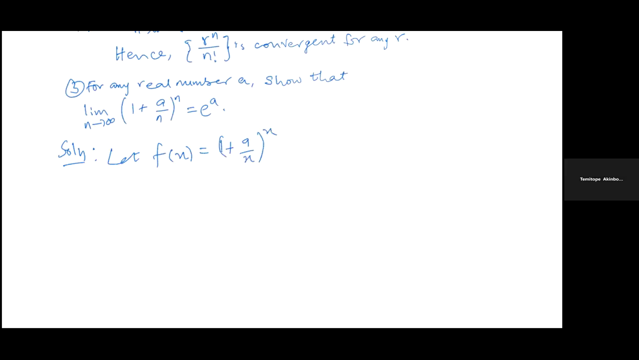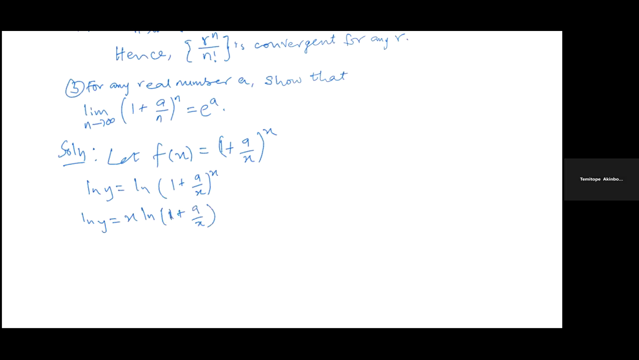Or you want to say y equals that. Now, I will take ln on both sides. That's ln y equals ln (1 + a/x)^x, which is the same thing as saying ln y equals x ln(1 + a/x), using one of the laws of logarithm.